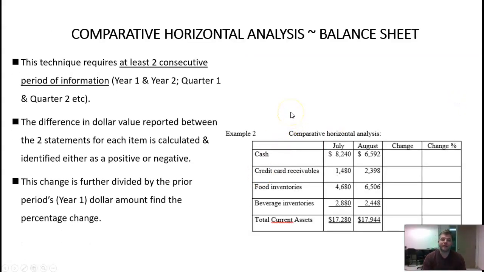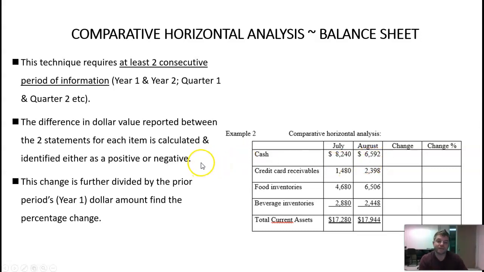Which brings us to a comparative horizontal analysis. And this is of the balance sheet, but of course this can be done on any of the financial statements. This technique requires at least 2 consecutive periods of information. Here we're looking at a July and then an August. Now it could be month to month, year to year, quarter to quarter, week to week. It doesn't really matter. We're going to look at 2 different things. First of all, the difference in the dollar value. So $8,240 in cash, $6,592 in cash in August.